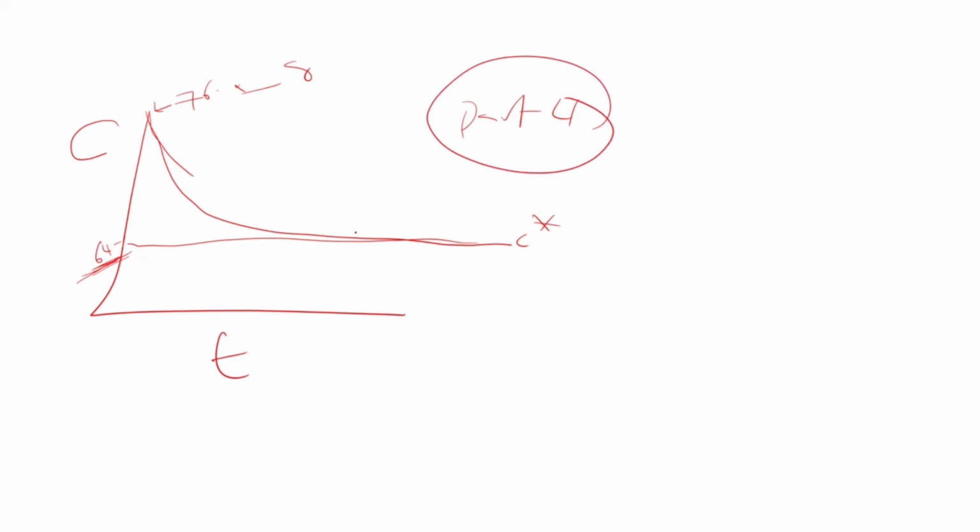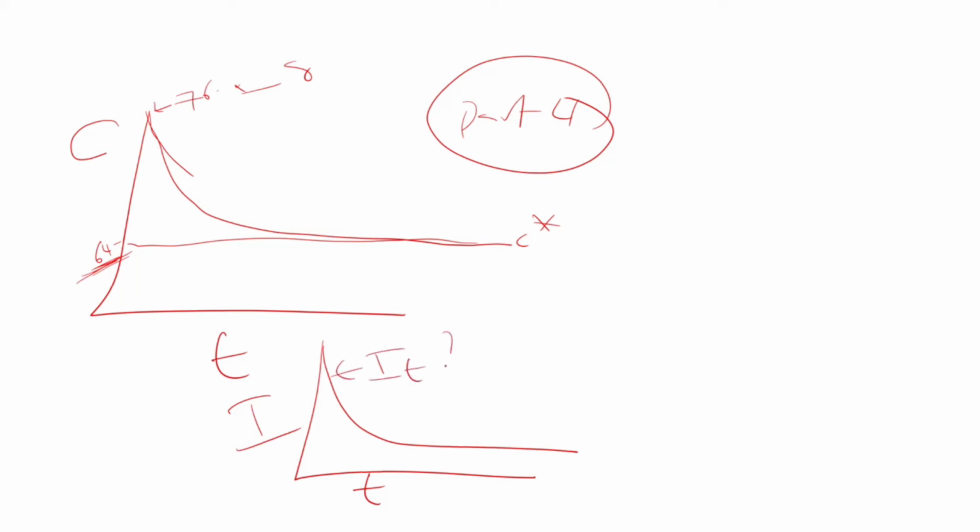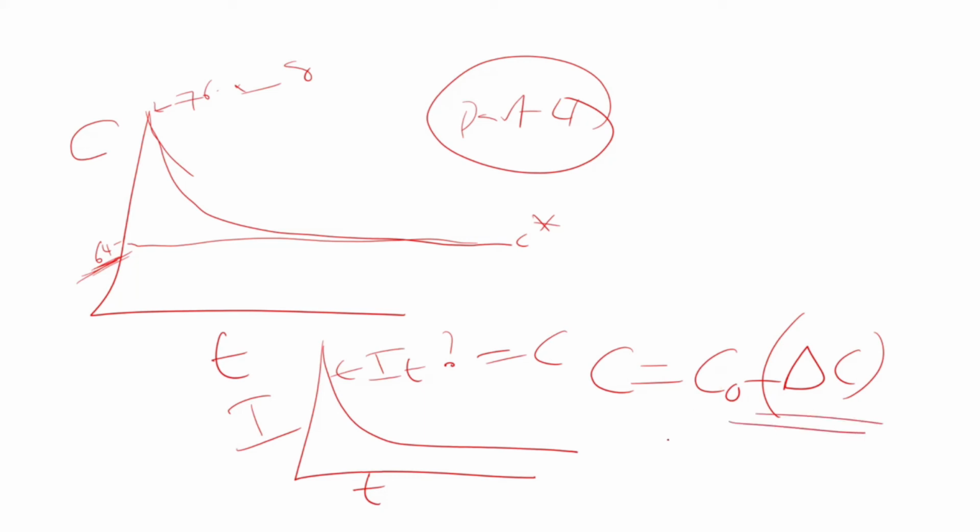But we don't know exactly what the concentration is. All we know is time versus intensity from IR. So how do we convert this intensity IT into concentration at any time? The formula is very simple: C0 minus delta C. Delta C we already calculated in the previous slide, so just take that value and subtract it from the initial concentration.